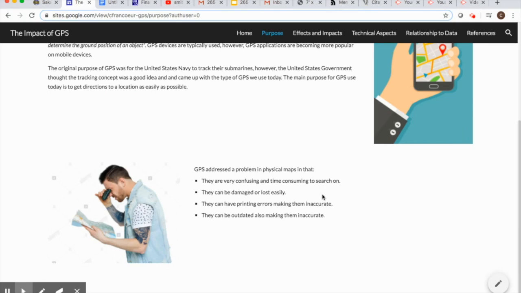GPS has addressed a problem in physical maps that prior to GPS were very confusing. They can be damaged or lost. They can have printing errors, or they can be outdated. As you can see, shown in this image over to the left, showing how physical maps were hard to read.